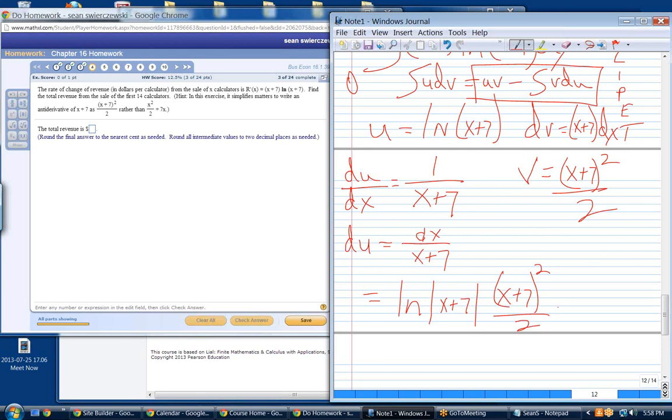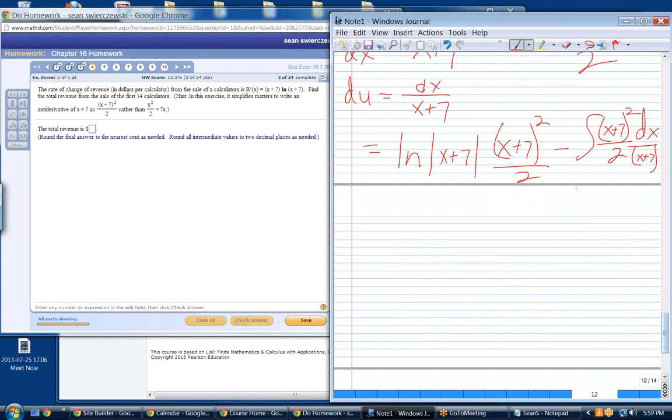What's next? Minus the integral of v times dx over x plus 7. Okay. Plus c. Oh, no, this is an indefinite integral. We're evaluating this from 0 to 14. So no c. No c.